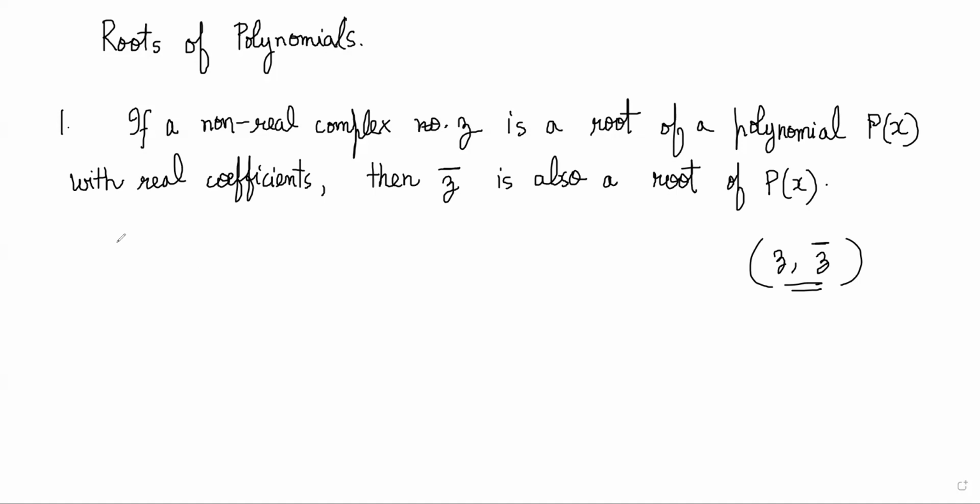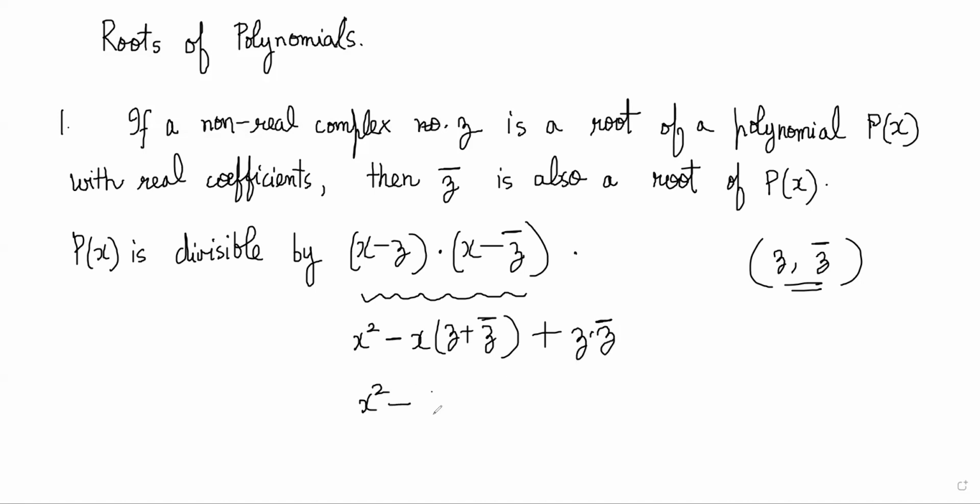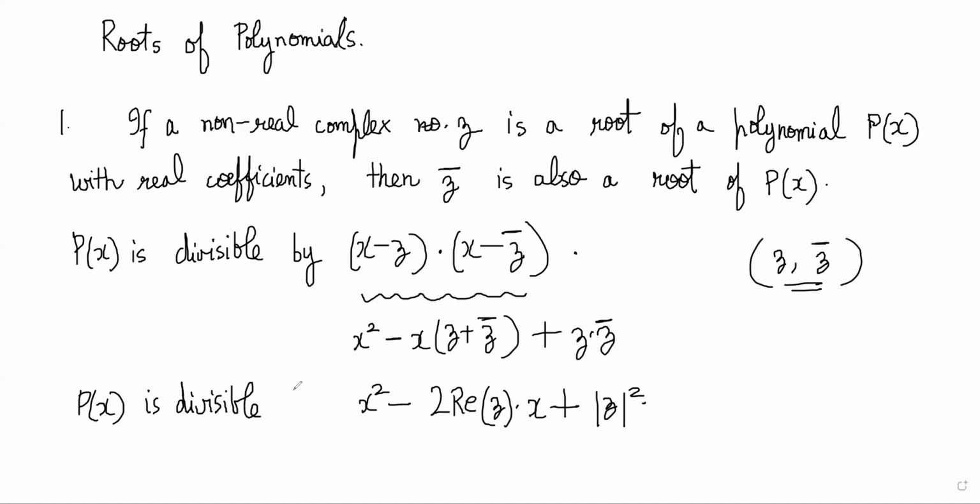So basically what we can say here is that p of x is divisible by x minus z times x minus z conjugate. Basically, if x minus z is a factor of p of x, then x minus z conjugate is also a factor. So p of x will be divisible by the product of these two, right? So this product, if you calculate, it is x squared minus x times (z plus z conjugate) plus z times z conjugate, which is same as x squared minus 2 times real part of z times x plus mod z squared. So p of x will be divisible by this quadratic factor.